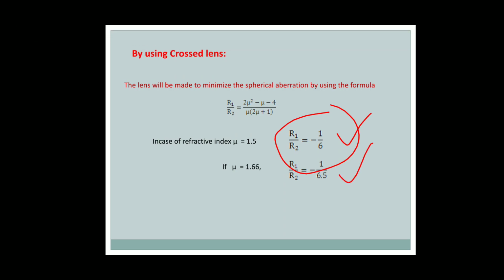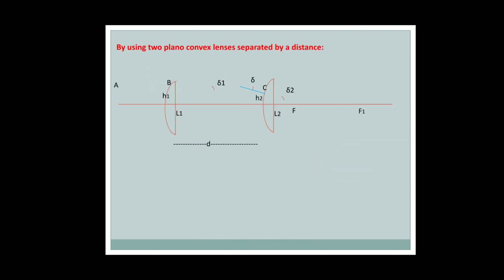And if the refractive index mu is equal to 1.686, then R1 by R2 is equal to 0. It means that this is a plano lens. This plano convex lens, by taking R1 by R2 equal to 0, can also minimize the spherical aberration. So the lens satisfying the above condition can minimize the spherical aberration. This is the fourth case.